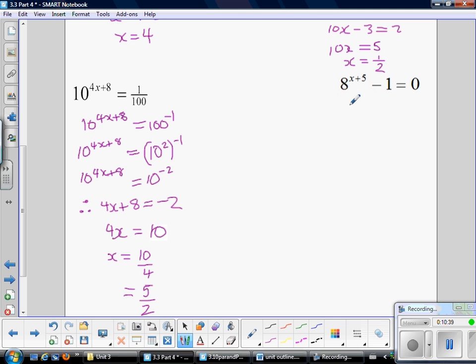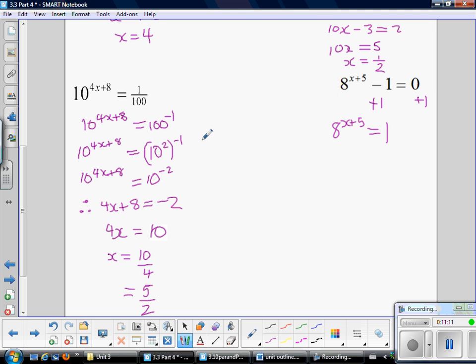Now, what's different about this one is a couple different things. First of all, it's not set up like all the rest. All the other ones had a base, a power equals another power. Here I have 2 terms on this side and 0 on this side. So the first thing I'm going to do is I'm going to add 1 to both sides. By adding 1 to both sides, I end up setting it up at least so that I have a number equals a number.